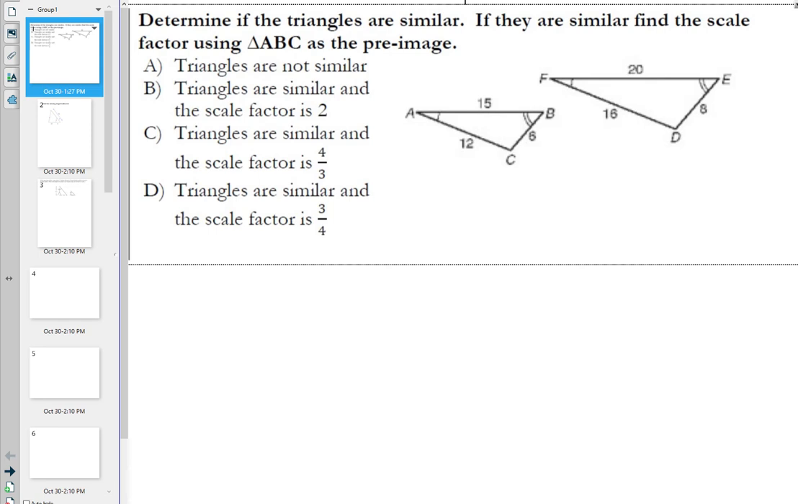Triangles are similar, and if they are similar, then find the scale factor using ABC as the preimage. I'm guessing that's why most of us missed it, if we missed it. Either that or we just guessed. Maybe I didn't make it worth another grade and you guys just guessed. Think of the pre-image as the before picture.